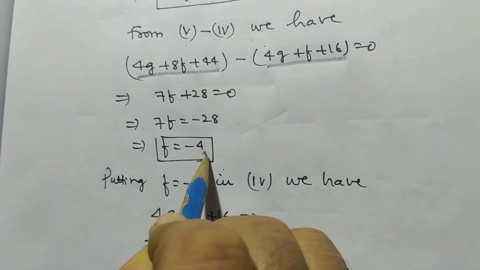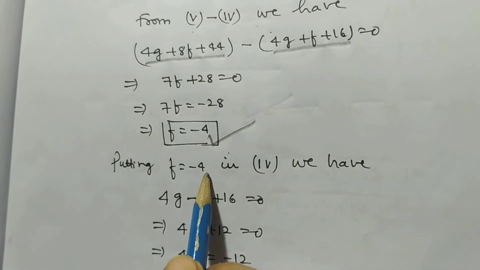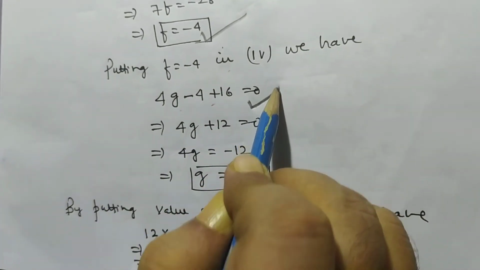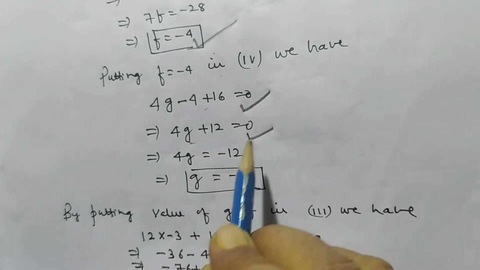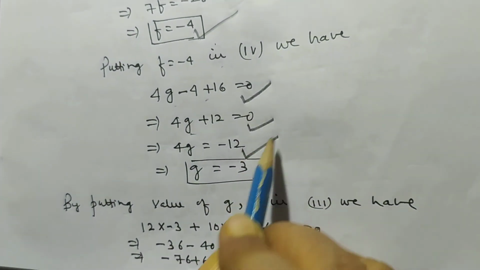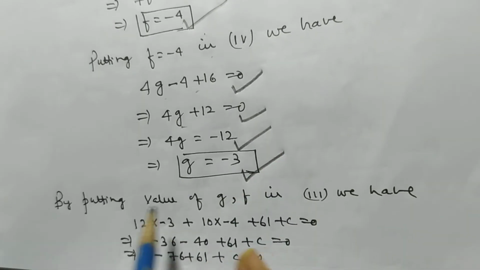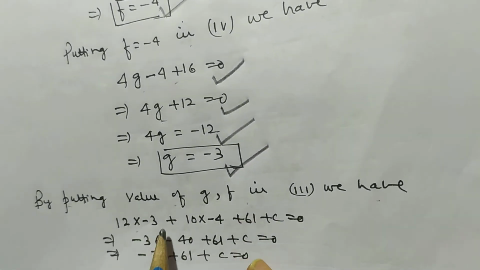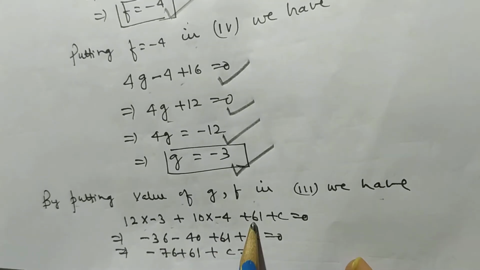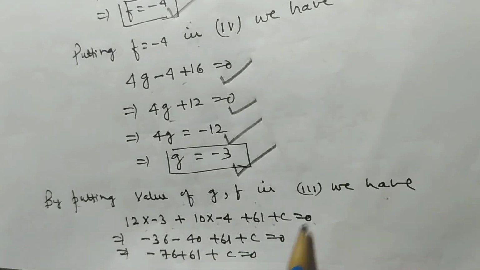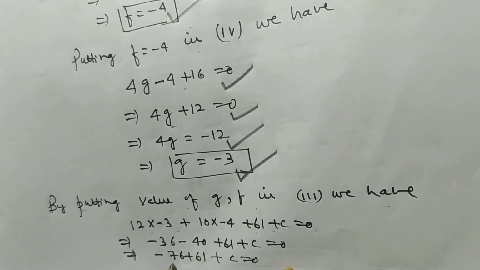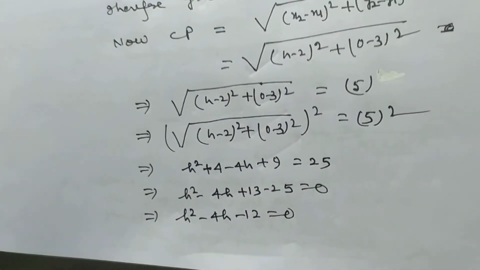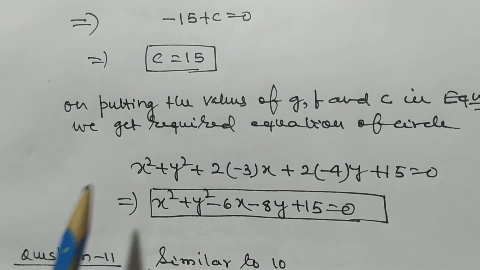So now f is equal to minus 4. Putting f is equal to minus 4 in 4, we have 4g minus 4 plus 16 is equal to 0. 4g plus 12 is equal to 0, 4g is equal to minus 12, and g is equal to minus 3. By putting the values of g and f in 3, we have 12 into minus 3 plus 10 into minus 4 plus 61 plus c is equal to 0. And it will be minus 76 plus 61 plus c is equal to 0. And now, my dear students, we get the value of c is equal to 15.